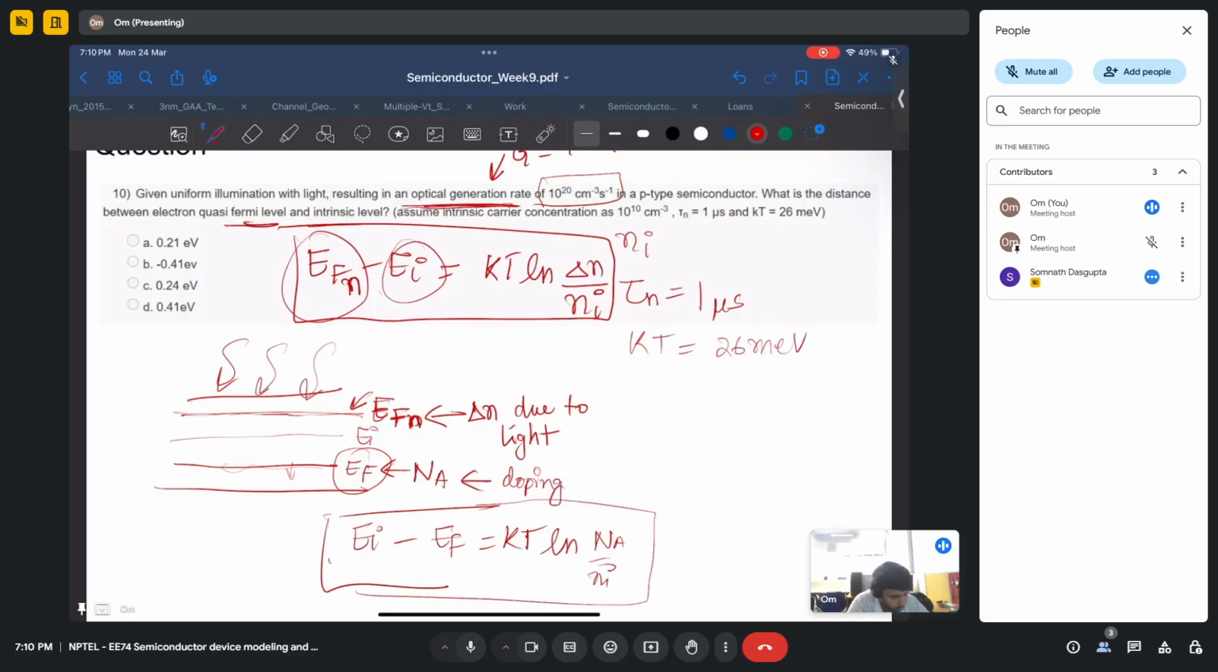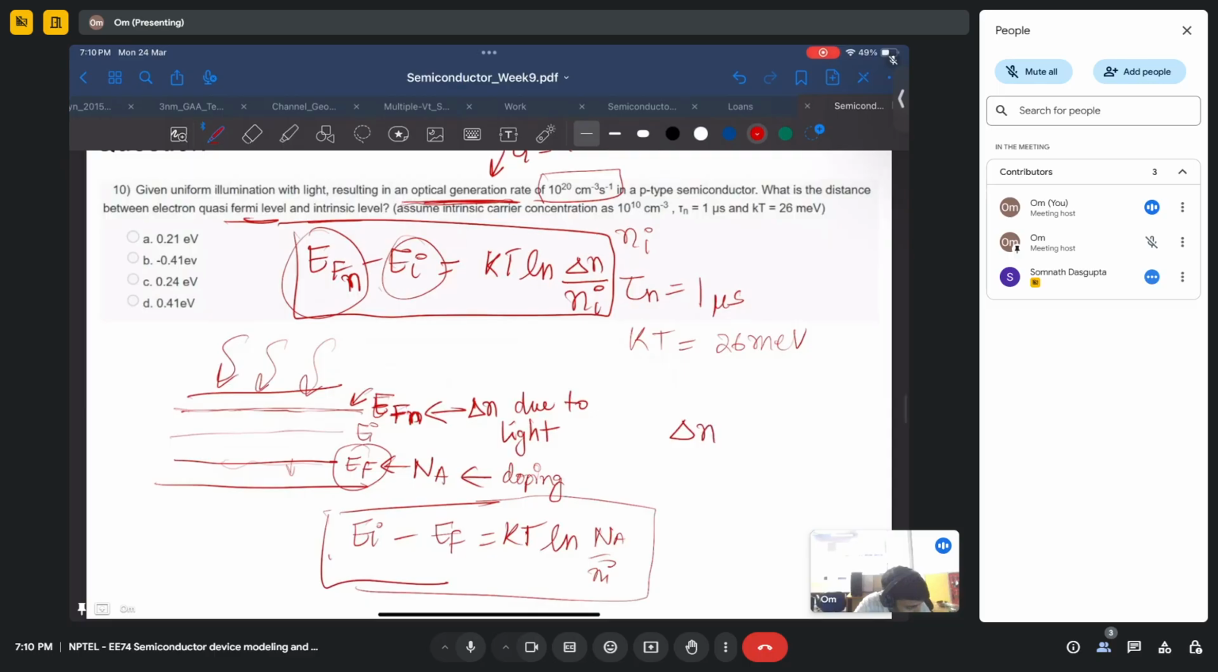Okay, so in this question, this is what we will use. We have to find EFN minus EI. KT we know, Ni we know, what we don't know is delta n, how many electrons are generated due to light. So to find that, delta n we can write as generation rate into the generation time, tau n.